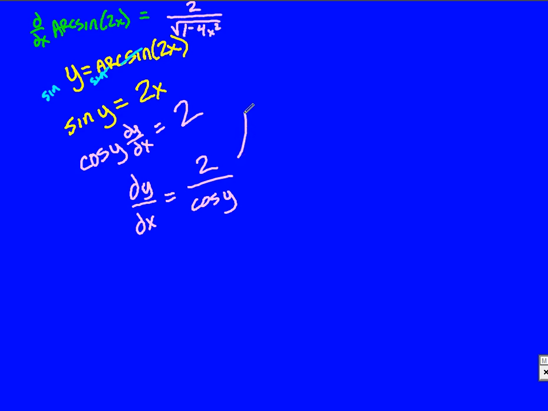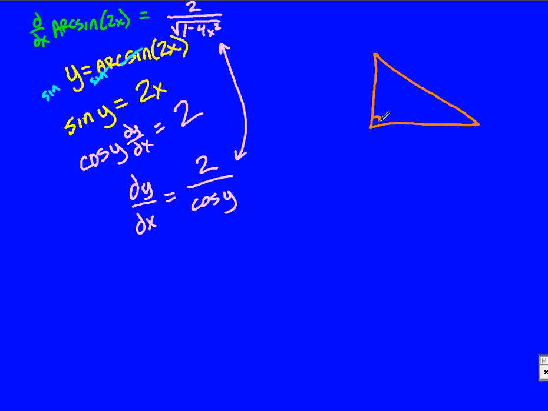We can already see those are kind of similar. But I have an answer that's in terms of y down here, but in terms of x's up there. How can I get it back? Because it's got to be in terms of x, because we have a problem in terms of x. Well, here's how you're going to do it.